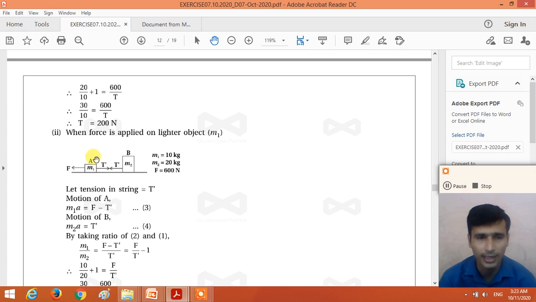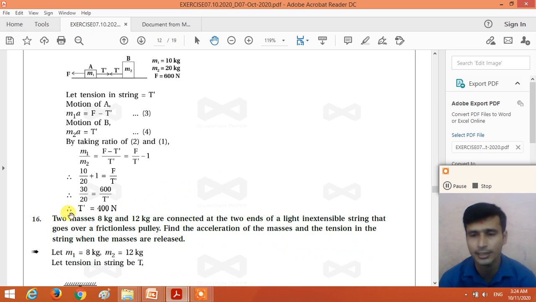So from the free body diagram of the block m1, we get the first equation, F minus T is equal to m1 into A. And from the free body diagram of the block m2, we get the equation T is equal to m2 into A. By solving these equations, we get the tension in the string T is equal to 400 Newton, right?